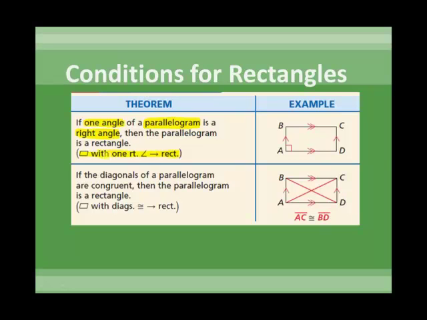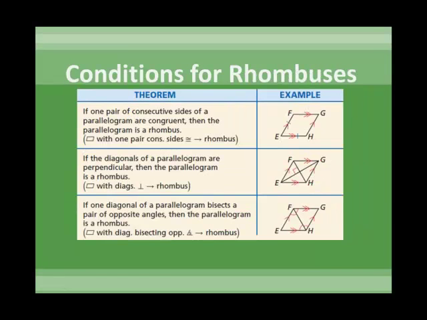The second condition for a rectangle is if the parallelogram has diagonals that are congruent. If the parallelogram has congruent diagonals, then it's safe to assume that the parallelogram is a rectangle. So a parallelogram with congruent diagonals implies that it is a rectangle. The images there help as well. A parallelogram with one right angle is a rectangle, and a parallelogram with congruent diagonals is a rectangle.